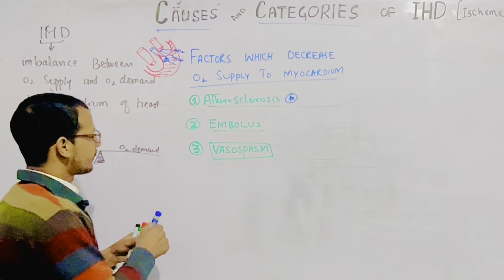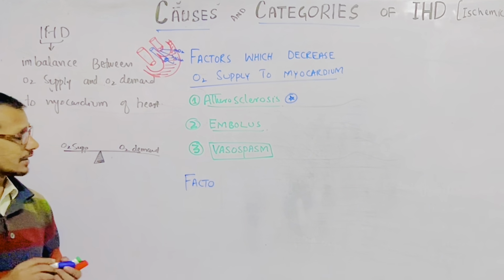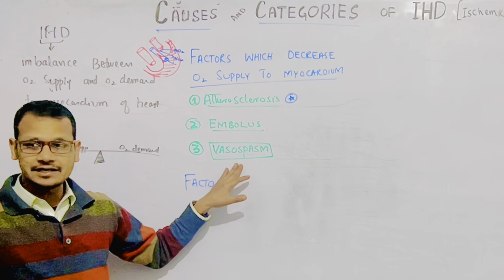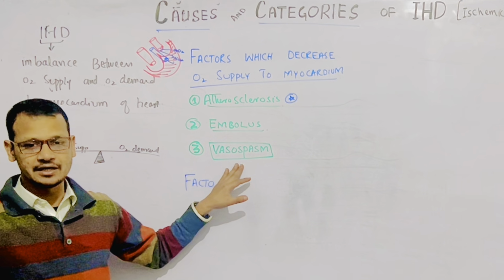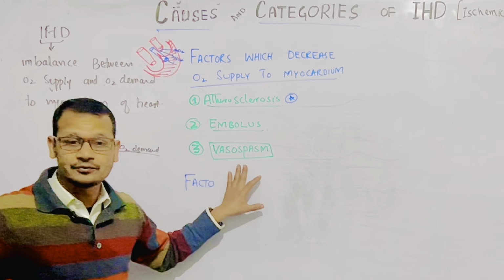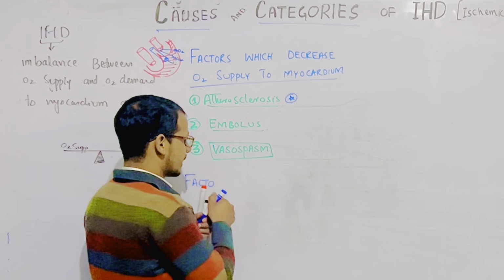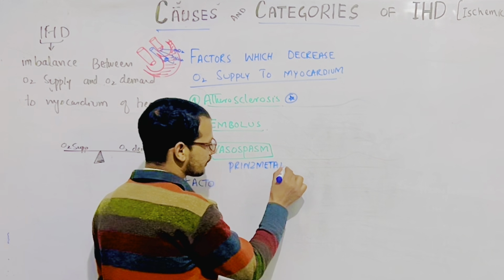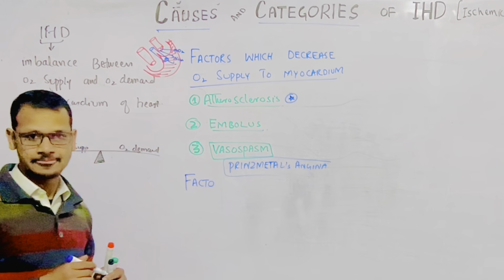Vasospasm mainly occurs in young females, when they are smoking or taking alcohol. Vasospasm means vasoconstriction during the night, and it can fully block the coronary arteries. This is also known as Prinzmetal angina. We will discuss it in a few minutes.